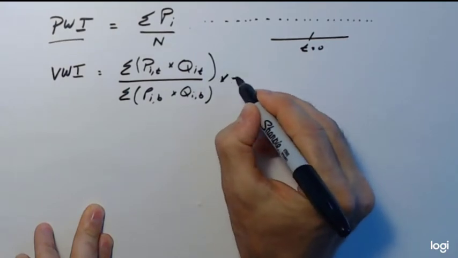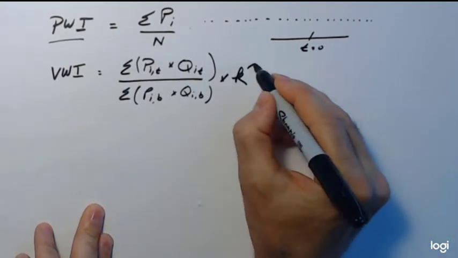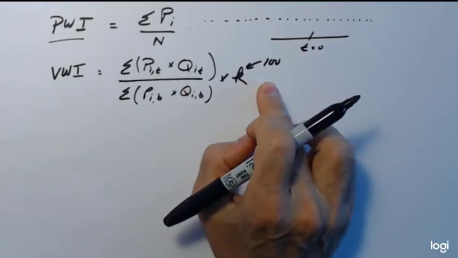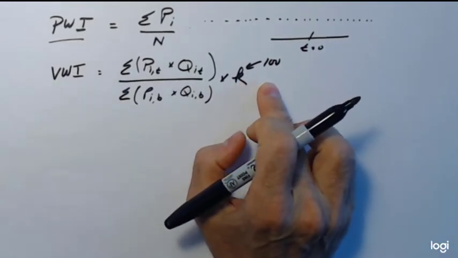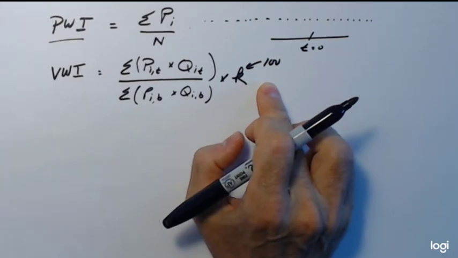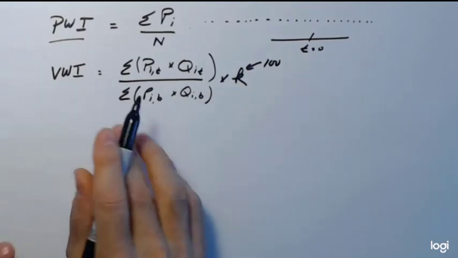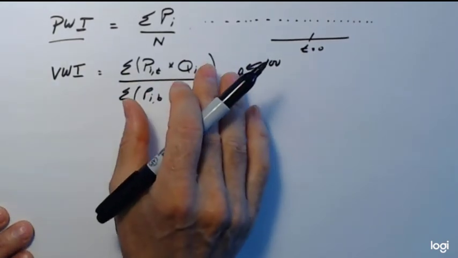And so they multiply it by k. And k is often 100. So the index starts at a nice round 100. And then if the next day the index is at 102, well, that's pretty easy to see. It went up 2%. So this is how a value-weighted index is portrayed.